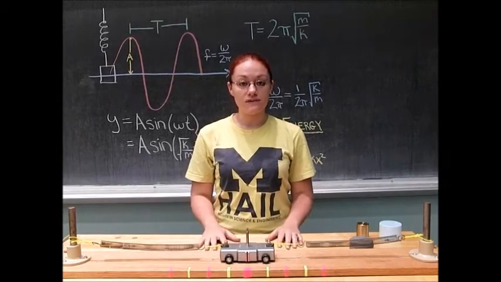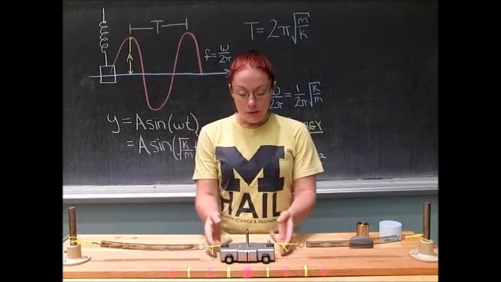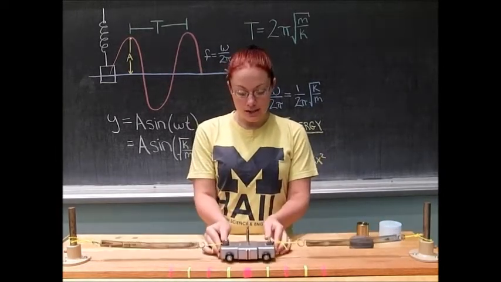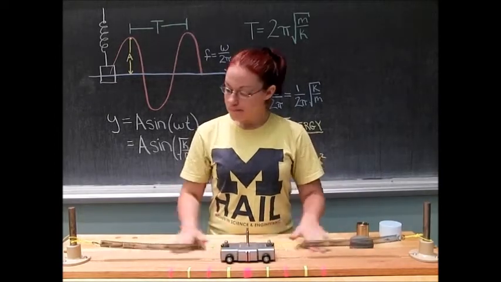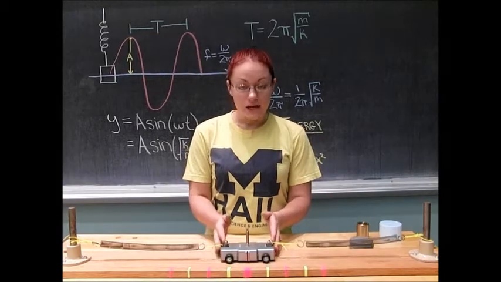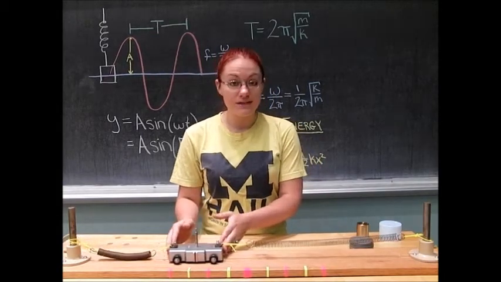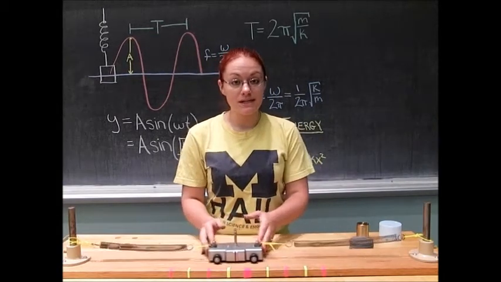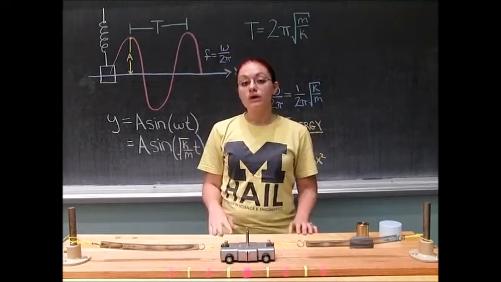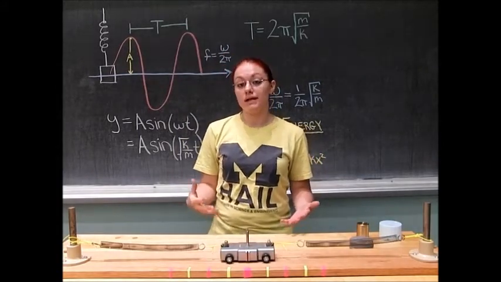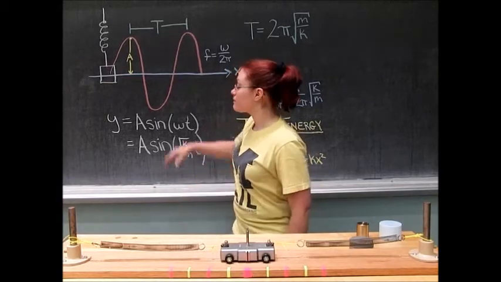This is a demonstration of simple harmonic motion. We have a cart that is attached to a spring on either side, and it's mounted on a base. If we displace the cart a given distance, we will be able to see it oscillate back and forth about its equilibrium position.